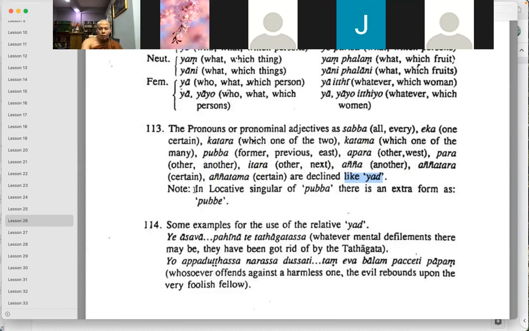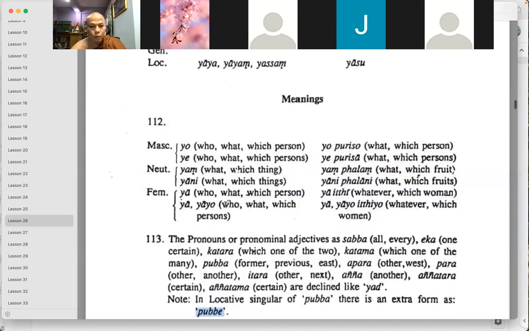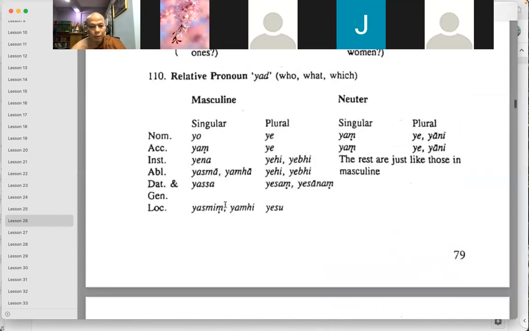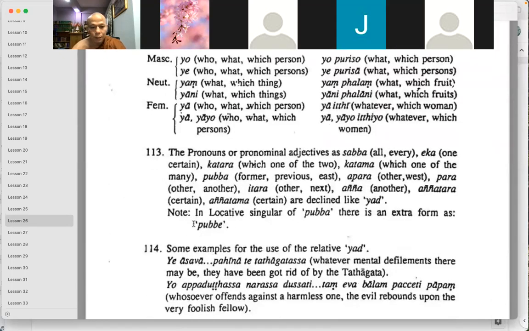And then, in the locative case singular, pubba has an extra one, pubbe. So the other one, you see, for ya, for masculine, only yasmiṃ, yamhi, not ye. But for this sabba, so sabbasmiṃ, sabbamhi, sabbe. That special word in the locative case singular.